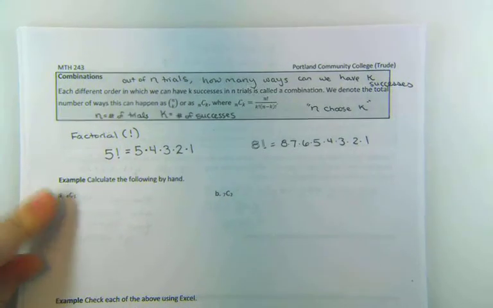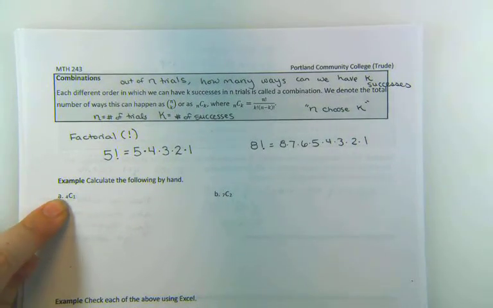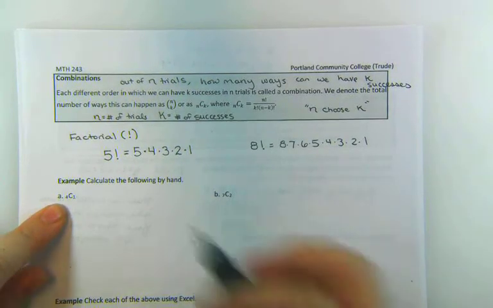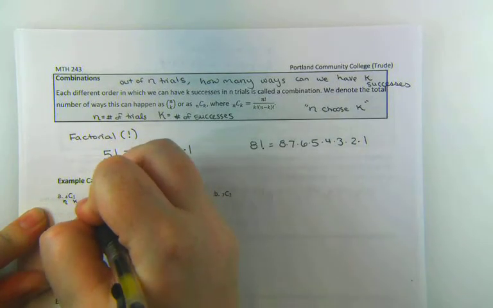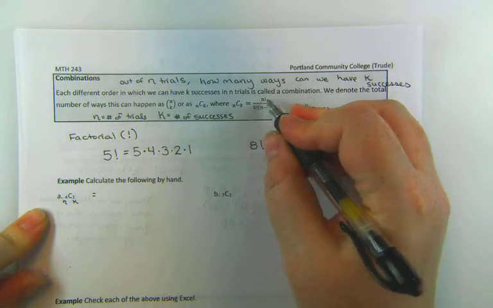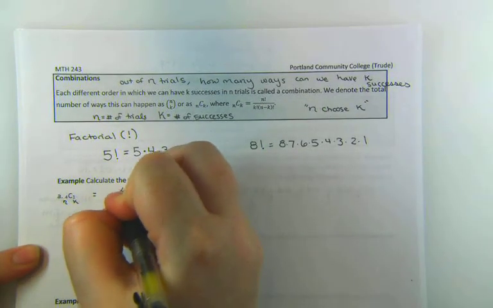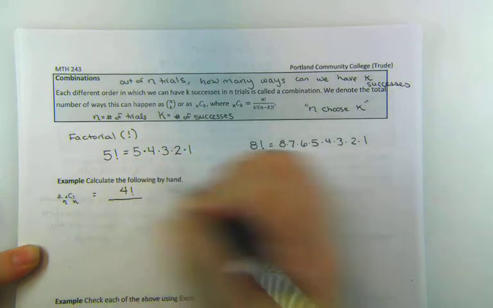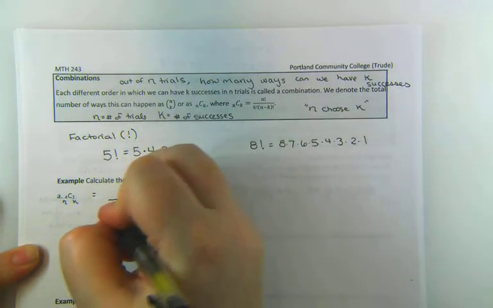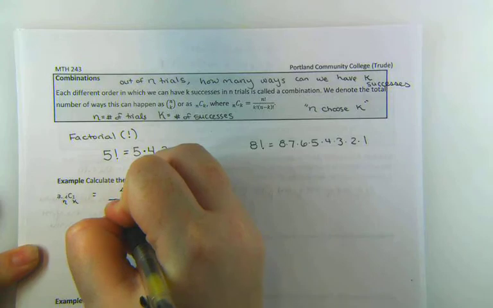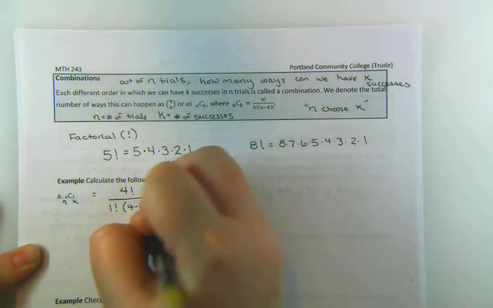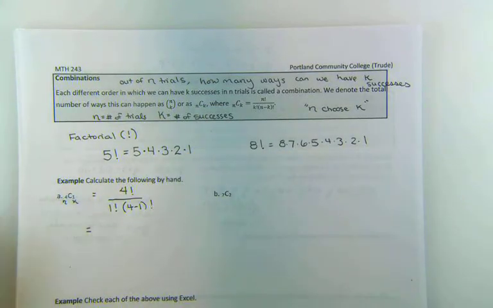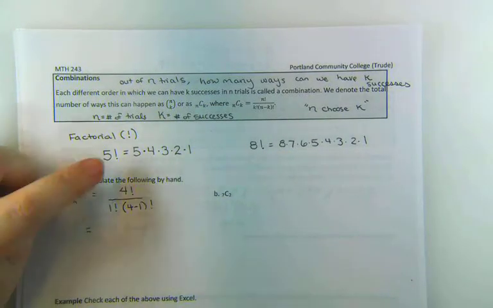So to show how this calculates by hand, let's use our scenario from the last example with the basketball. So 4 choose 1. 4 is our value for n, 1 is our value for k. In the numerator we have n factorial, so we would have 4 factorial, over k factorial, which for us is just 1 factorial, times n minus k factorial. So we'd have 4 minus 1 factorial.